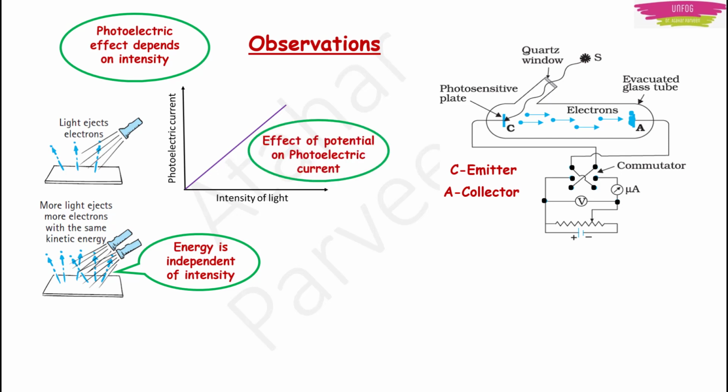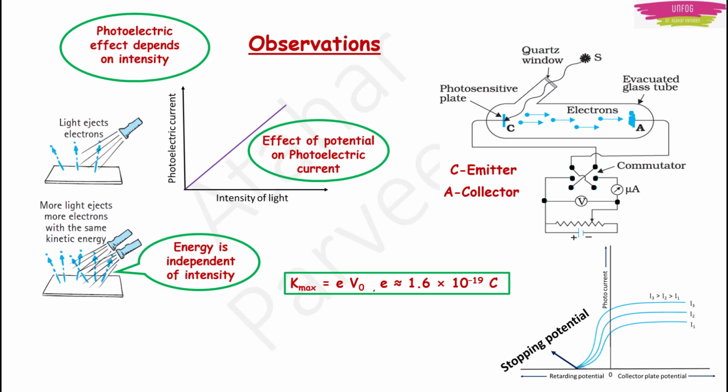Now, as I told you, this effect of potential on photoelectric current will be a straight line actually, because you are connecting a battery, right? And the maximum kinetic energy of the electrons which are getting ejected should be equal to e into V naught. e is the electron charge, 1.6 into 10 raised to minus 19 coulomb. But this V naught is the stopping potential.